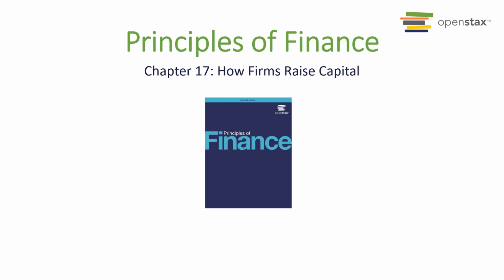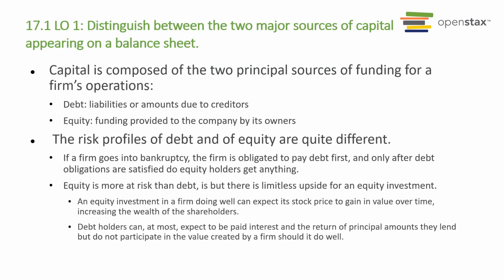A firm has to make choices about how to fund its operations on a permanent basis. This comes down to a decision on its capital structure, specifically how much debt it should employ as compared to equity. Capital is composed of the two principal sources of funding for a firm's operations: debt, which are liabilities or amounts due to creditors, and equity, funding provided to the company by its owners.